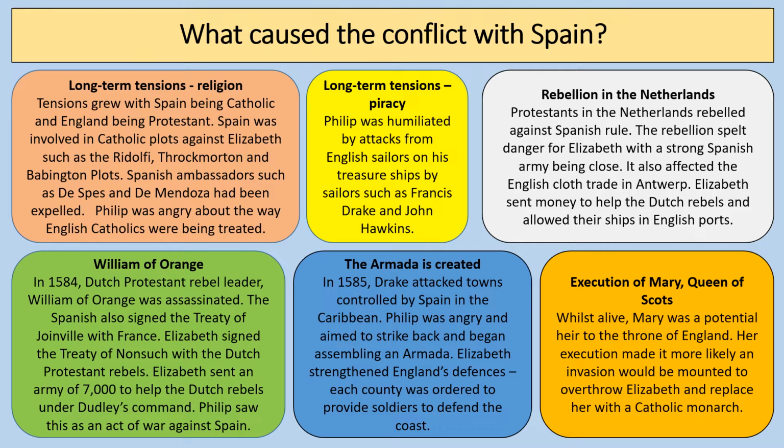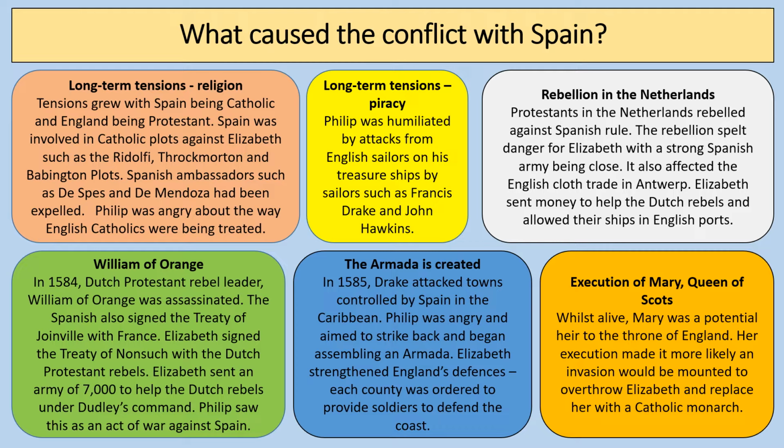Another cause of the conflict with Spain is a rebellion in the Netherlands. The Spanish ruled the Netherlands during this time as part of the Spanish Empire, but Protestants in the Netherlands were rebelling. And this rebellion spelt danger for Elizabeth, because if the Protestant rebellion failed and the Spanish took complete control of the Netherlands, then it meant that a strong Spanish army would be very close to England. It was also affecting English cloth trade in Antwerp, which had largely closed and had caused poverty and unemployment in England. So England had been sending money to the Dutch rebels and allowing their ships to dock in English ports, and had been unofficially supporting the rebels without actually formally being at war with Spain.